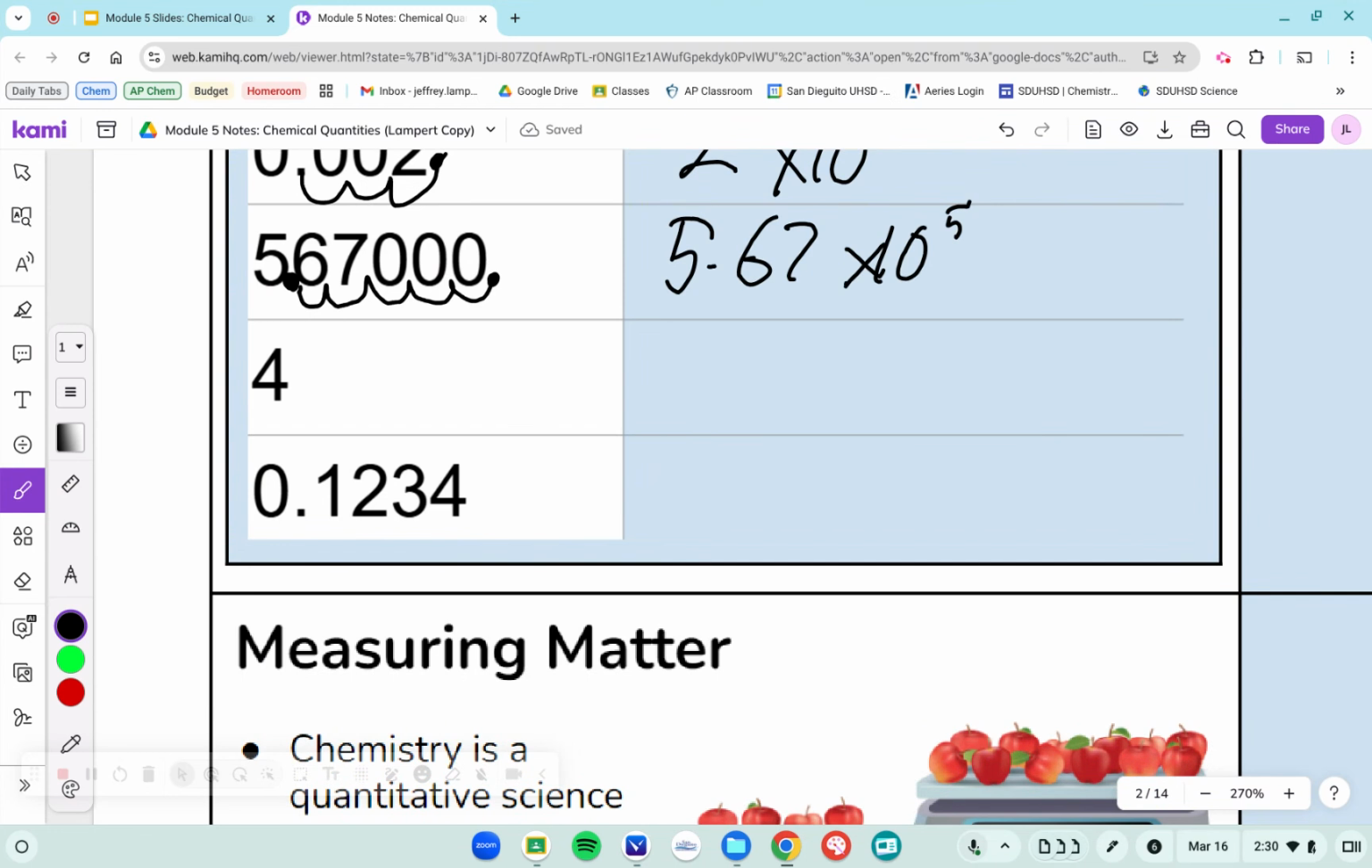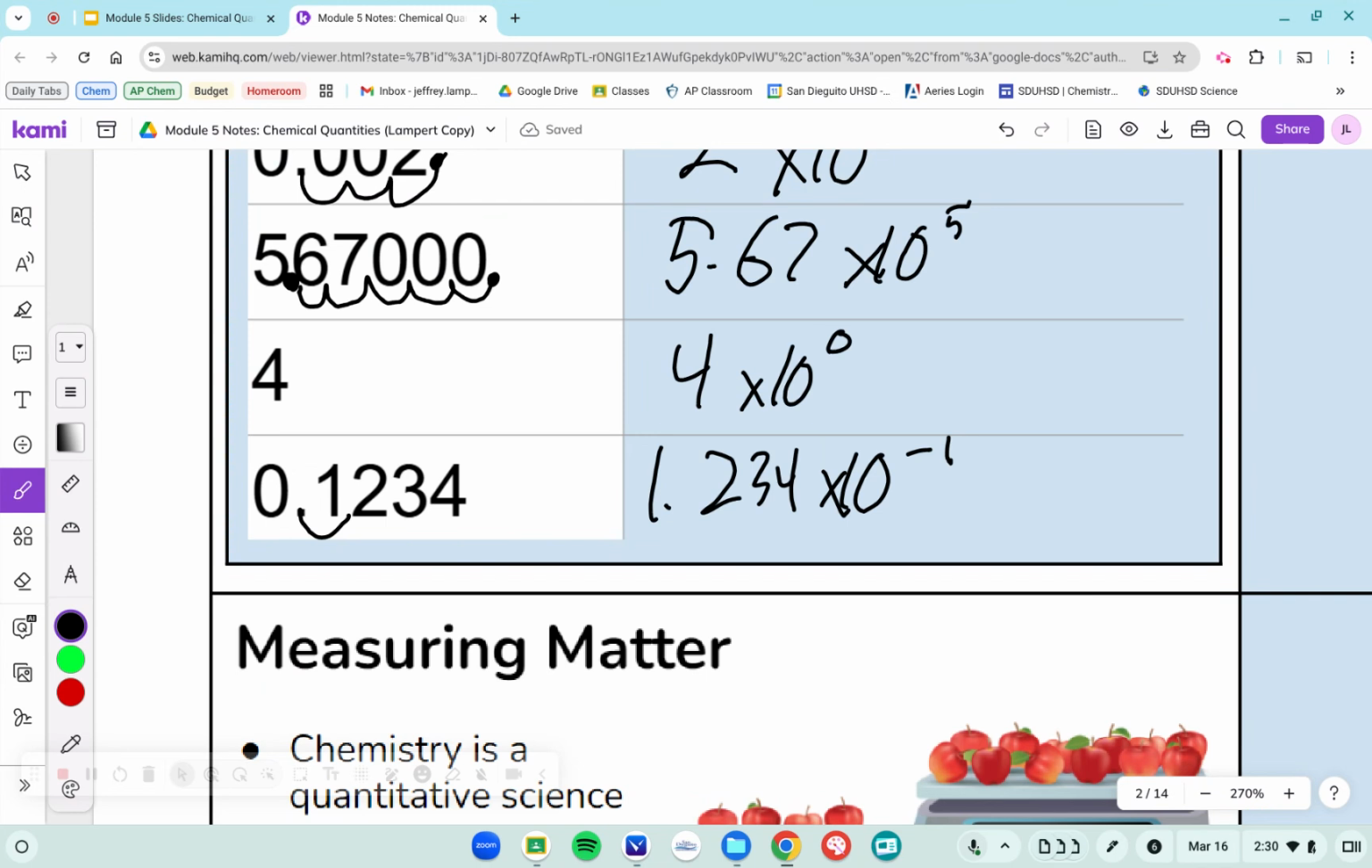All right. Now, you'd never really be asked to write 4 in scientific notation. It's kind of useless, right? But if you did want to do it, we don't have to move the decimal place at all. So it's just 4 times 10 to the 0, because we didn't move the decimal place. And then for the next one, 0.1234, we just have to move the decimal place one place. So it's 1.234 times 10 to the negative 1. Okay? Questions here? All good?